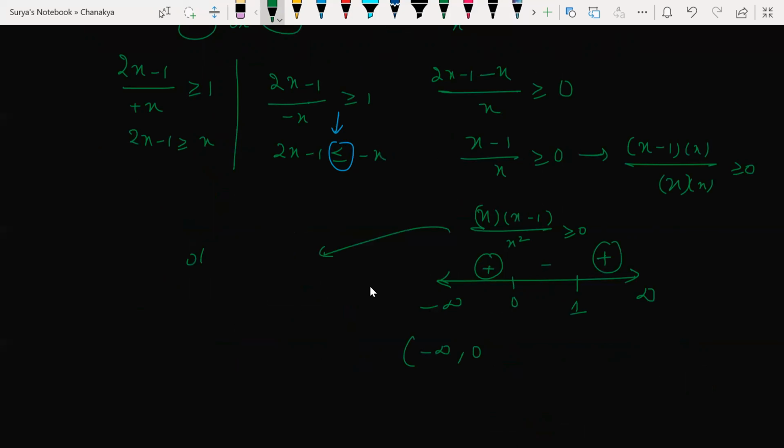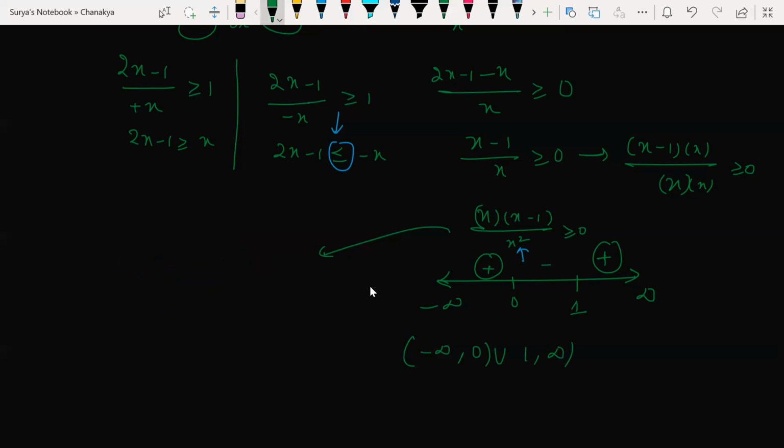Look at this here. 0 into 0 minus 1 divided by 0 square greater than or equal to 0. 0 by something is 0. 0 greater than or equal to 0 is a valid statement. You can include 0 here? You cannot include 0, beta. Who told you to include it? Look at this, if I include 0, what happens? The denominator part becomes 0. So you cannot include 0, open bracket. Union 1 to infinity. Infinity is always an open bracket.